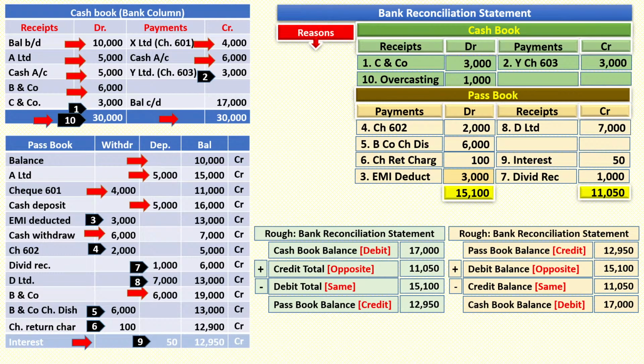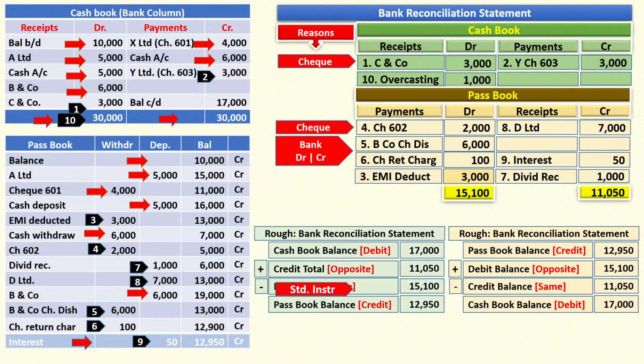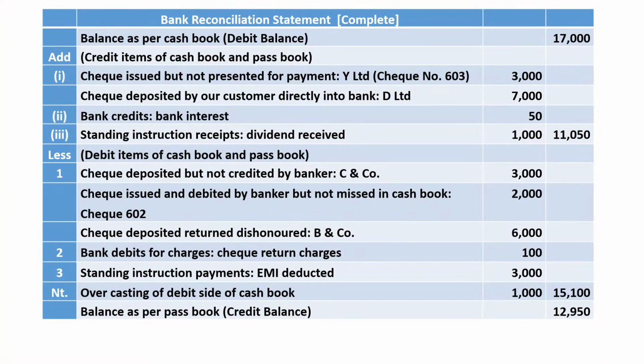So now the reasons are listed here. These two are related to the check. These two are for the bank debits and credits. This one is for the standing instruction receipts and payments. The 10th one is the error. And how the statement should be, the bank reconciliation statement. So this is how I prepared the slides for the teachers' presentation.